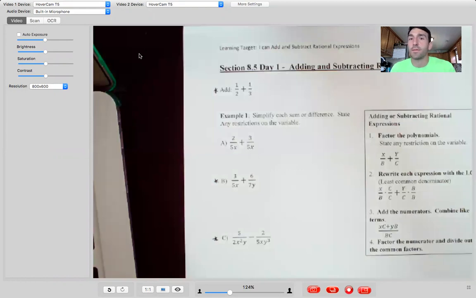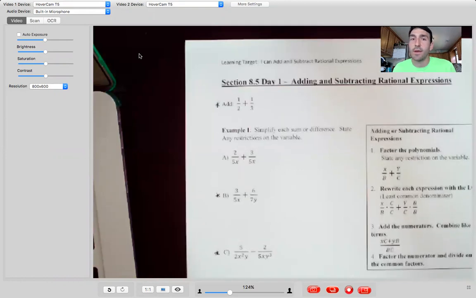Today we're going to do the first part of 8.5, which is adding and subtracting rational expressions. The learning target is that I can add and subtract a rational expression. Just kind of run through the basics here.